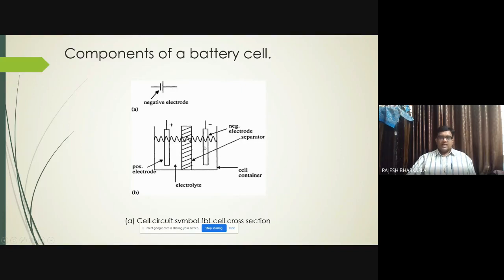That means when the battery is not being used, this transfer of electrons from positive to negative should not happen. If the positive to negative transfer of electrons happens internally, then this battery is going to die out soon. You cannot use the battery for a longer period.